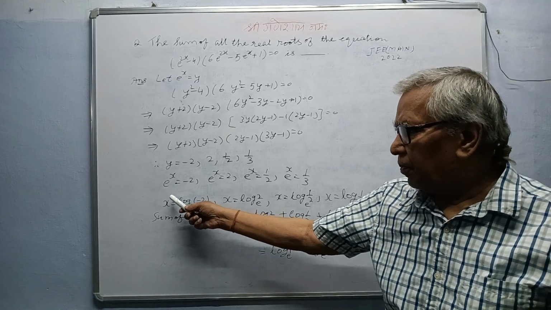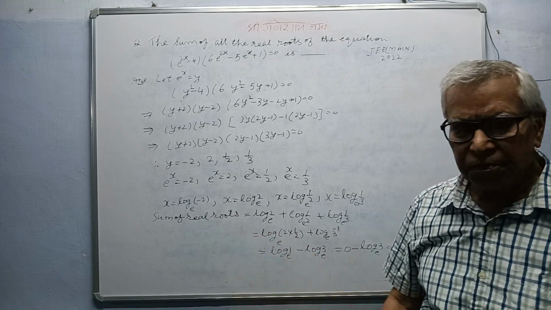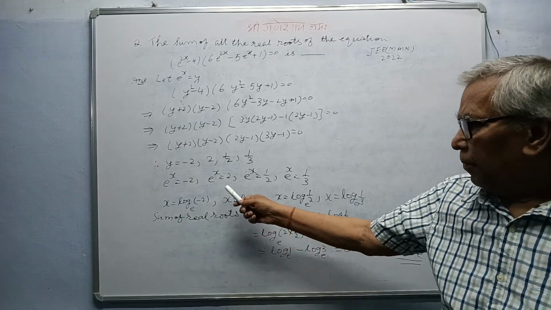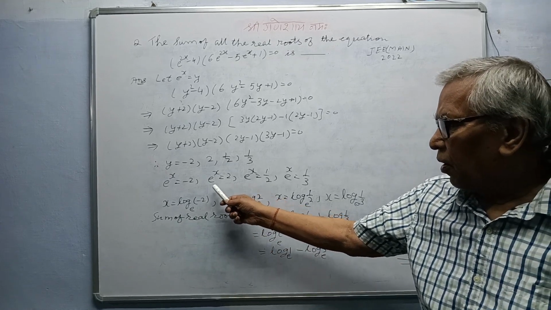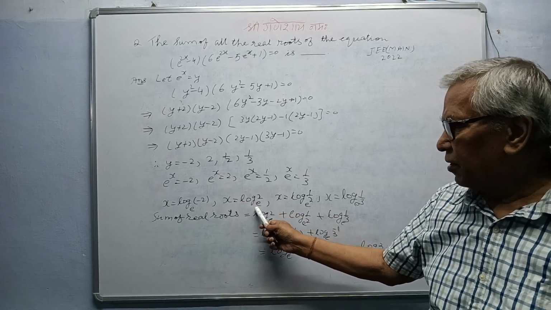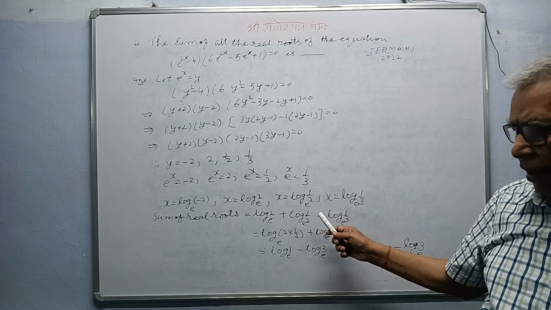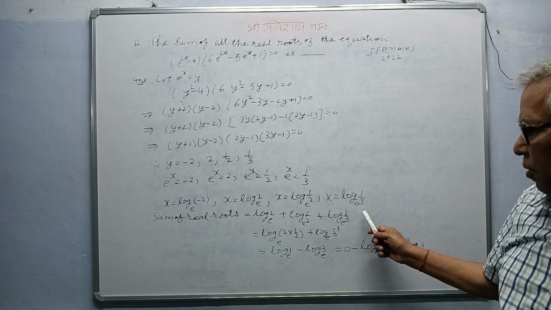Now taking log, x is equal to log of minus 2 to the base e. Taking log with respect to base e, x is equal to log 2 to the base e, x is equal to log half to the base e, x is equal to log 1 by 3 to the base e.